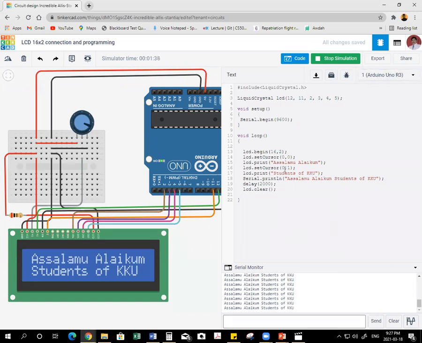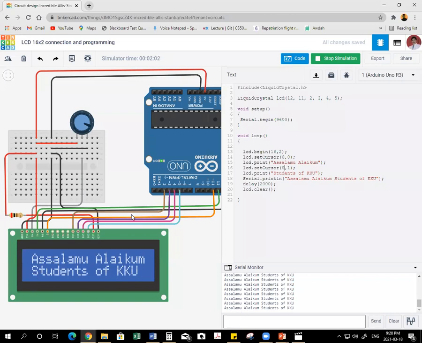What I typed, Assalamu alaikum, students of KQ, this A, I put in the first column and first row. That's called 0, 0. If I want to put first column, second row, then we have to use setCursor 0, comma 1. 0, comma 1 means first column, second row. That is here, the student.